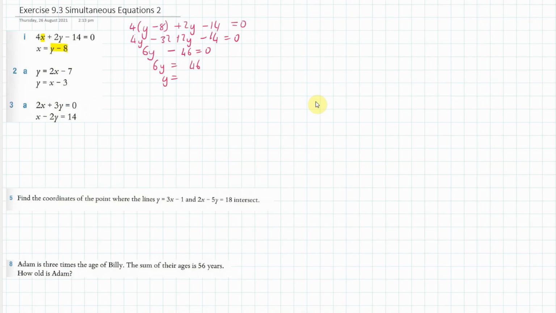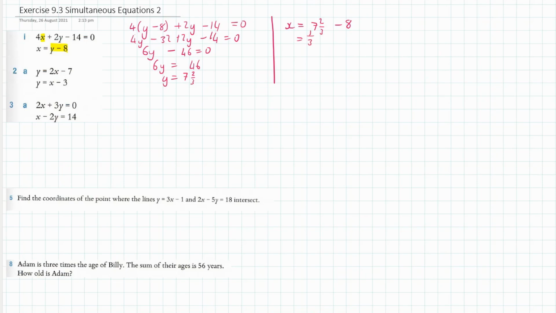And so y is equal to 46 divided by 6. Now, what do we got? 6 sevens are 42. So 7 and 2/3. Is that right? Let me just quickly check that on my calculator. 46 divided by 6 is equal to 7 and 2/3. Okay, and then to find x, all we need to do is go x is equal to y, which is 7 and 2/3, take away 8, and so this should give us negative 1/3 as our answer there.